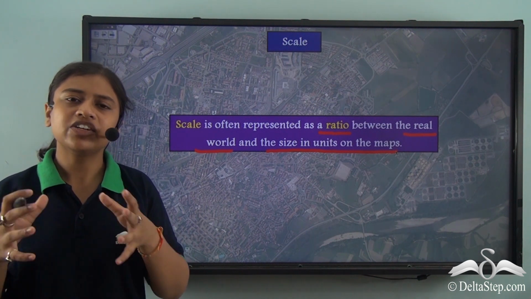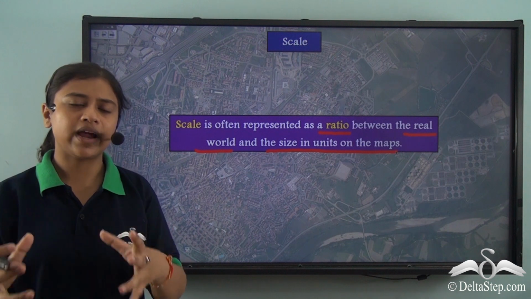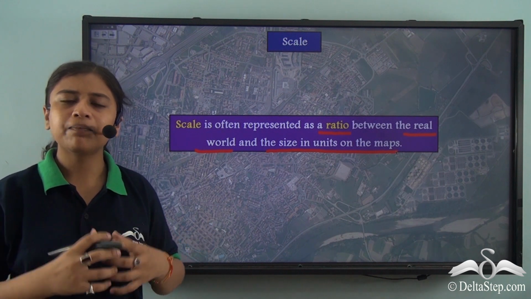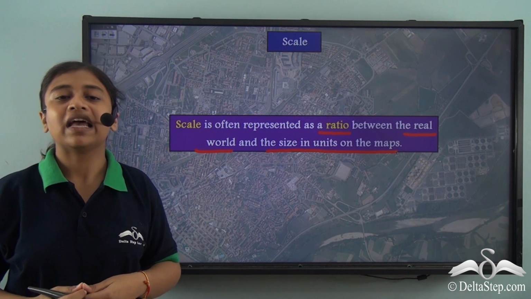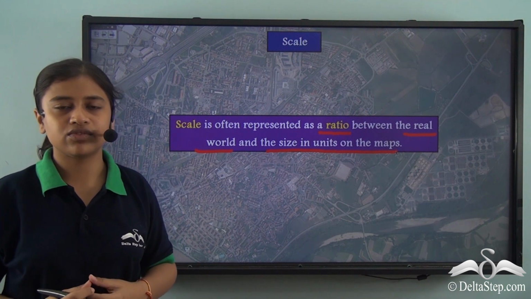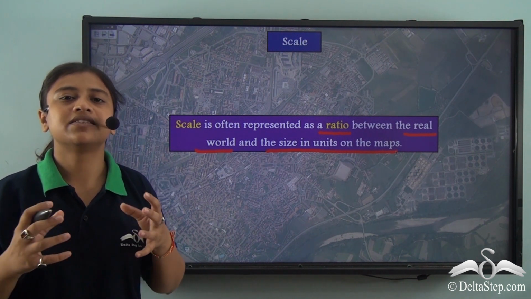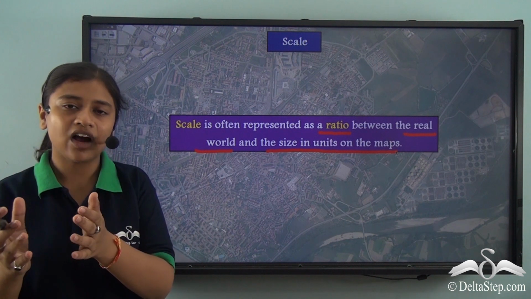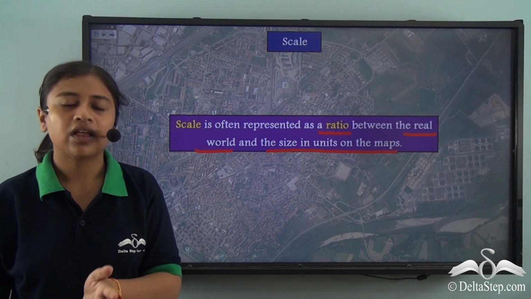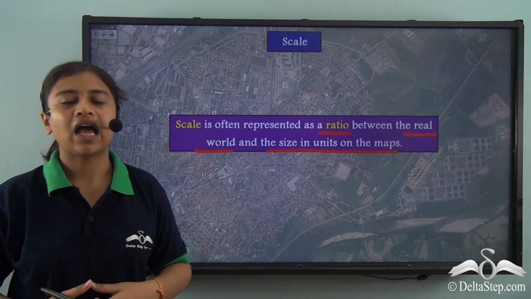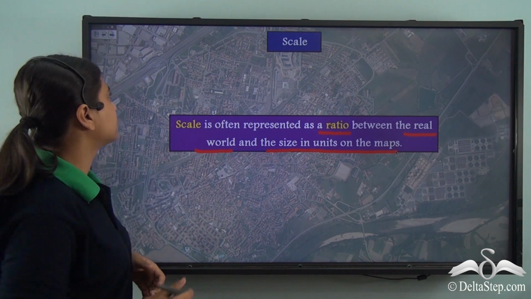Now, can we draw this geographical area on a map? Is it possible? No. That is where a scale is used. A scale helps us represent an area on the real ground on a map. And how do we do this?